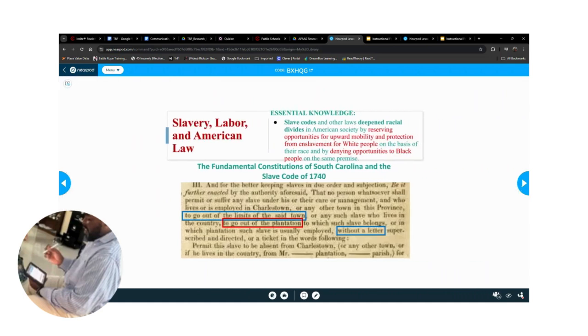All right, so now let's get more into what we're talking about, getting into the South Carolina slave code. So let me first get Mars. Can you read just the first bullet point? Slave code and other laws deepen racial divides in American society by reserving opportunities for upward mobility and protection from enslavement for white people on the basis of their race and by denying opportunities to Black people on the same grounds.